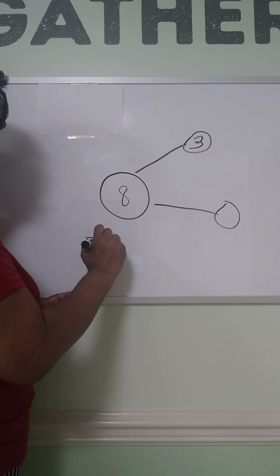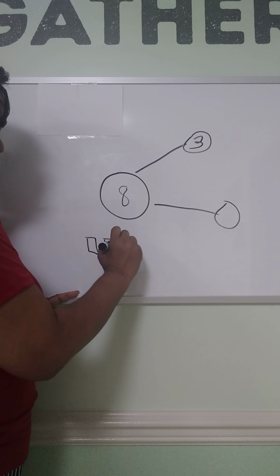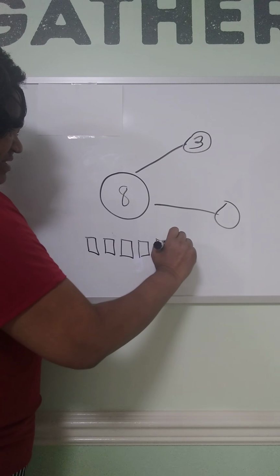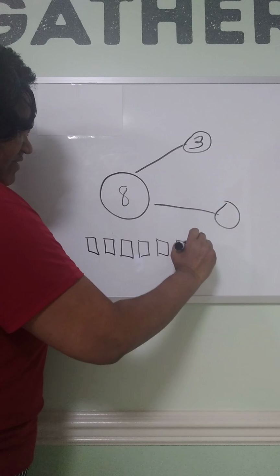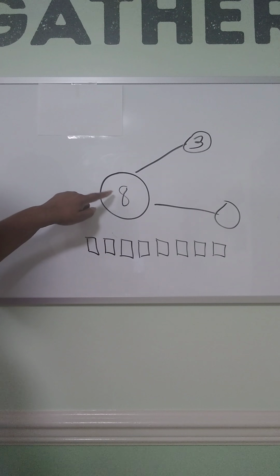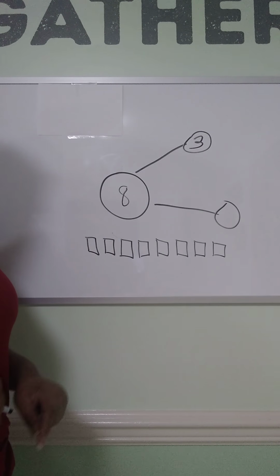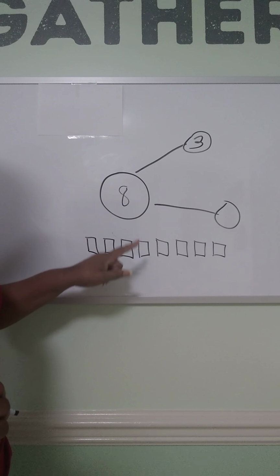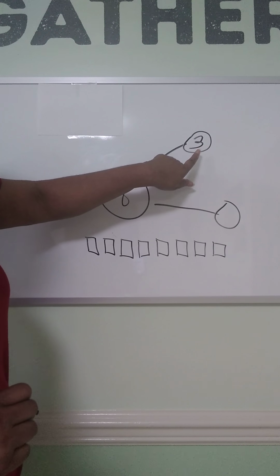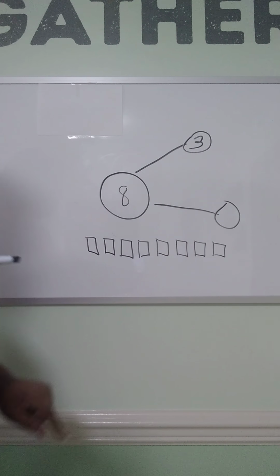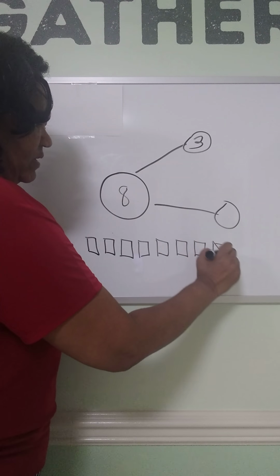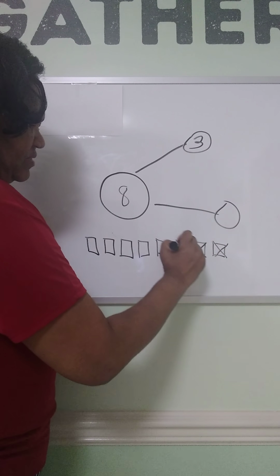1, 2, 3, 4, 5, 6, 7, 8. I have 8 squares. Okay? It tells me to take away how many? It tells me to take away 3. So I am going to X out 3 squares. 1, 2, 3.